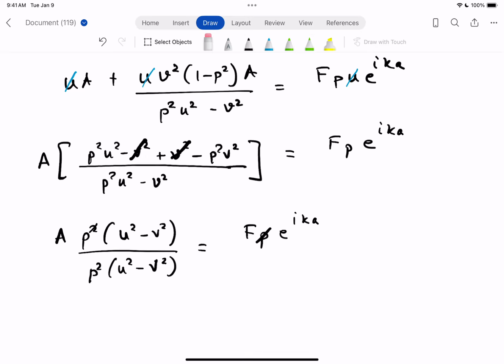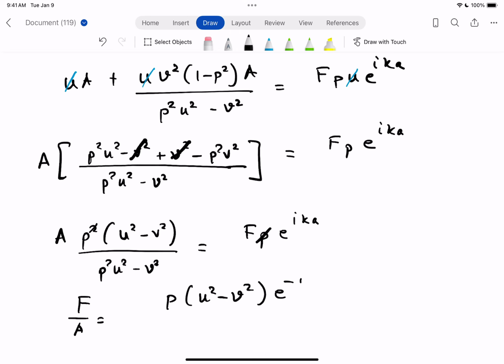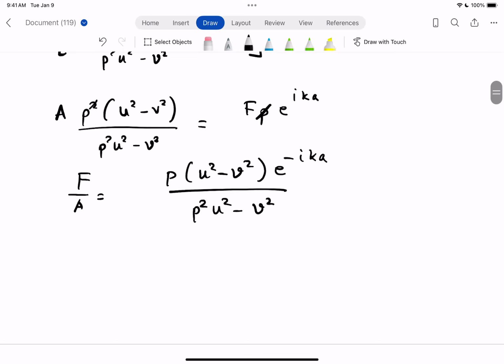Oh, wait a second, this bracket should be over here. Don't even need a bracket here. Okay, just write this nicely. P square u square minus v square. Okay, so right, and so now I can just write down f over a. That was my goal. It's going to be p times u square minus v square e to the power of minus I k a divided by p square u square minus v square. All right, so that is f divided by a.